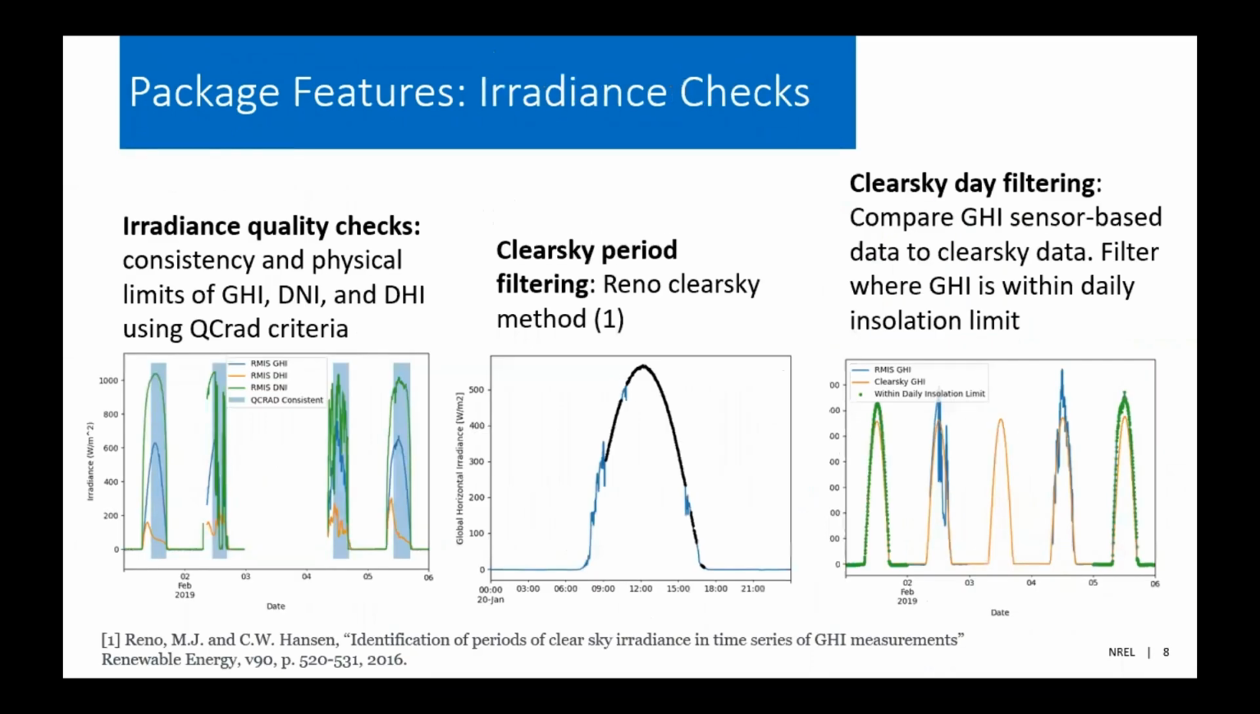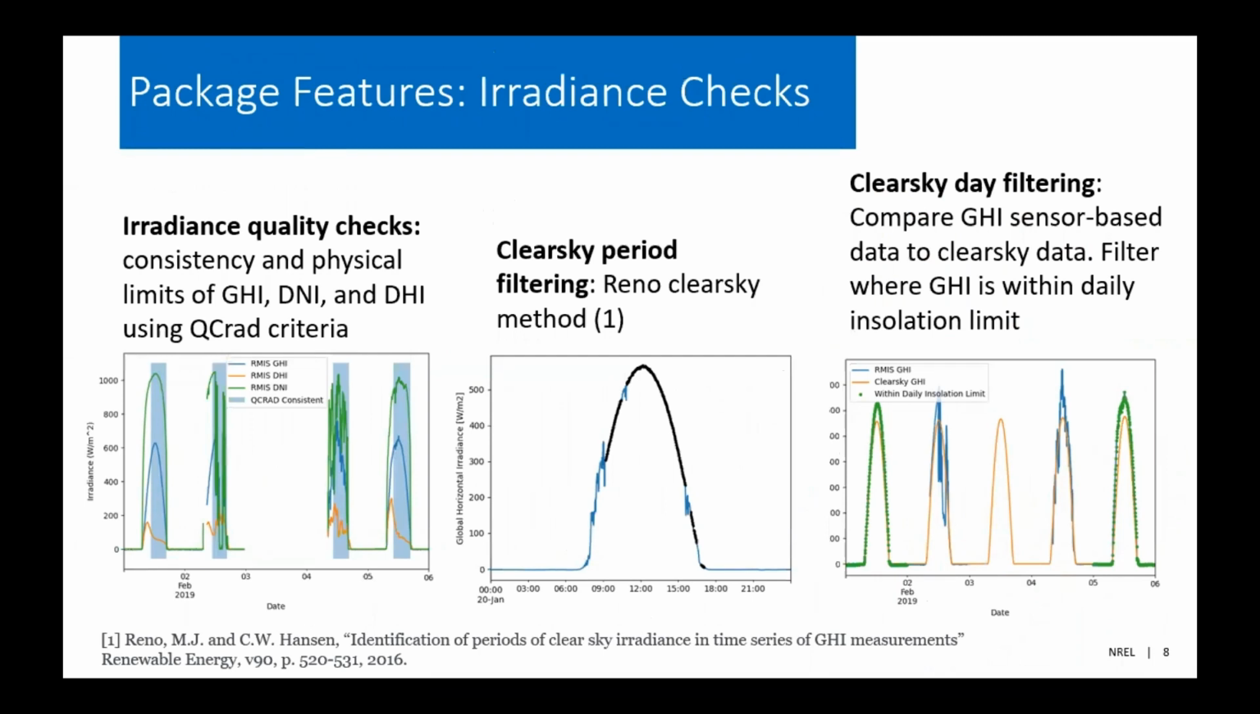Next up, we have irradiance checks within the PVAnalytics package. So we have data quality checks for irradiance. A lot of these are focused on QCRAD criteria. So we check the consistency and the physical limits of our GHI, DNI, and DHI streams for our ground-based data. You can see the consistency QCRAD algorithm at work here at the bottom left of this slide, where consistent periods are masked in blue. We also have a clear sky period filter in there.